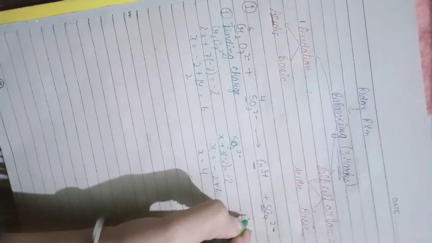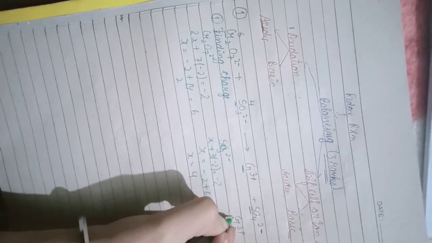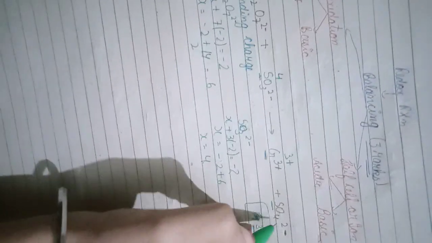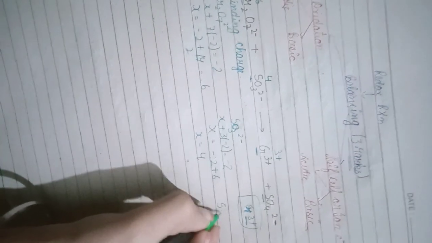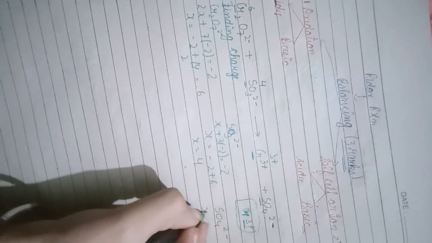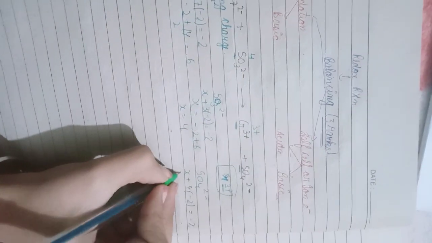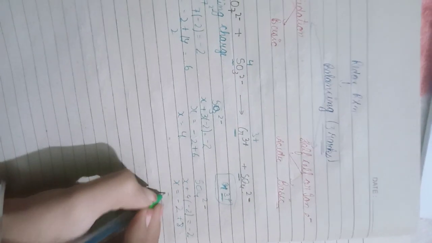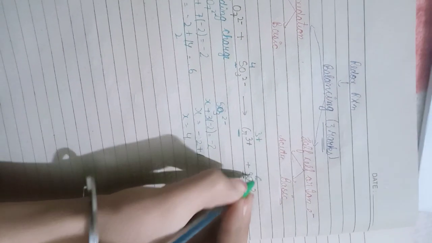Now what about these? Chromium 3 positive. It's single, so its charge is 3 positive. We need not do anything. But here it is a molecule, so we'll have to find it. SO4 2 negative. Okay, so charge of x plus 4 into minus 2 equals minus 2. So here x is equal to minus 2 plus 4 into 2, that is 8. So here it comes to be 6. Here the sulfur charge is 6.